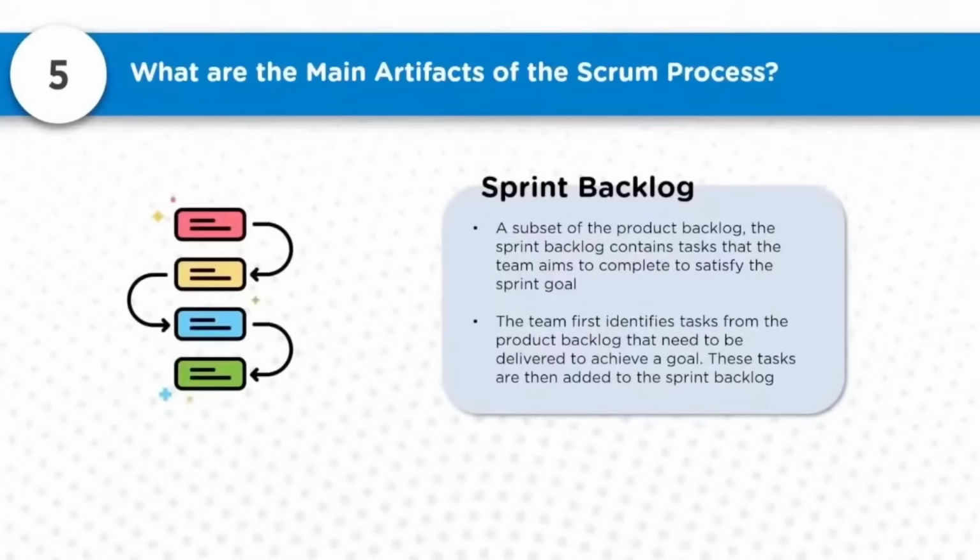So the sprint backlog contains tasks that the team aims to complete to satisfy the sprint's goals. A set of product backlog items are taken and put into the sprint backlog, and those are the features which are supposed to be produced as part of that particular sprint. The team first identifies tasks from the product backlog that need to be delivered to achieve a goal, as per the priorities. The prioritized list in the product backlog is taken, put into the sprint backlog, and then those are delivered.